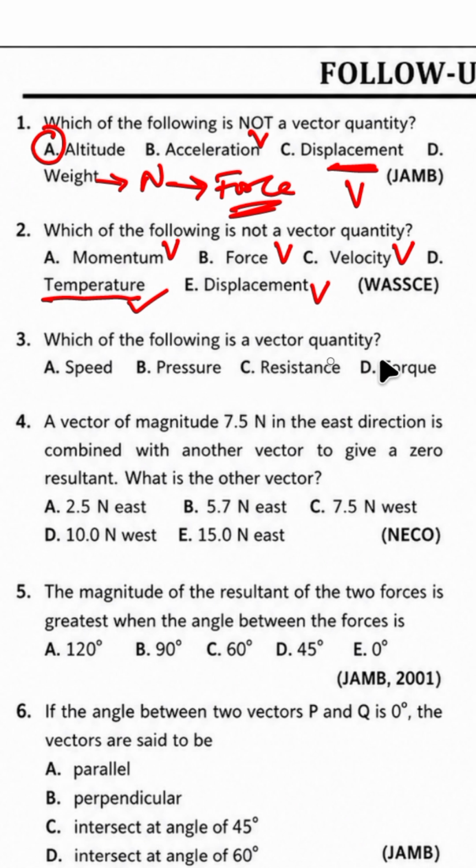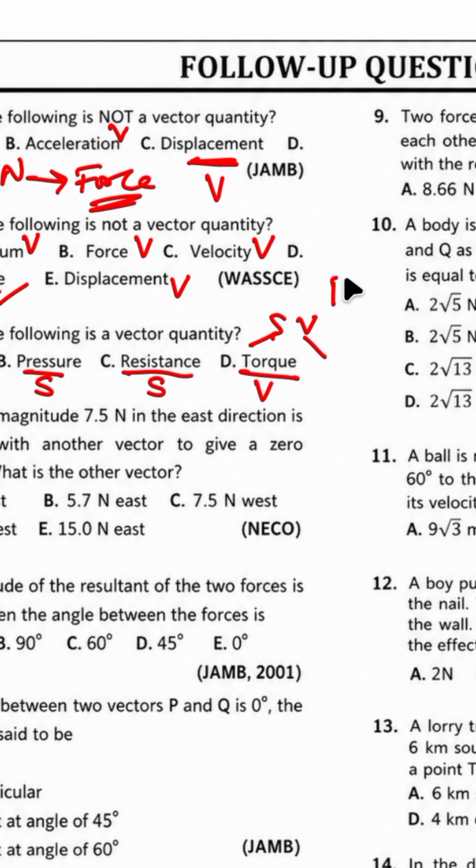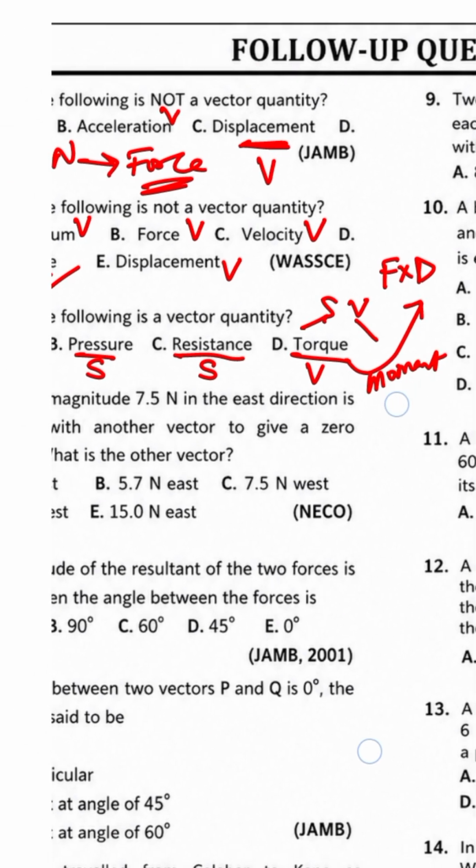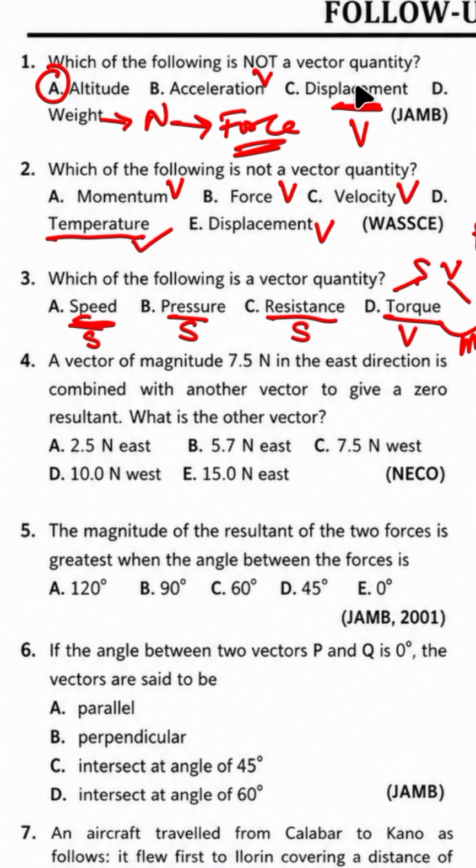Which of the following is a vector quantity? So speed is scalar. Okay, don't confuse speed and velocity. Speed is scalar, velocity is vector. Pressure is also a scalar quantity, resistance is a scalar quantity, then torque is a vector quantity. Torque just means force times perpendicular distance. It has the same unit as moment. So the correct answer to that question is option D, which is torque. Torque is a vector quantity.